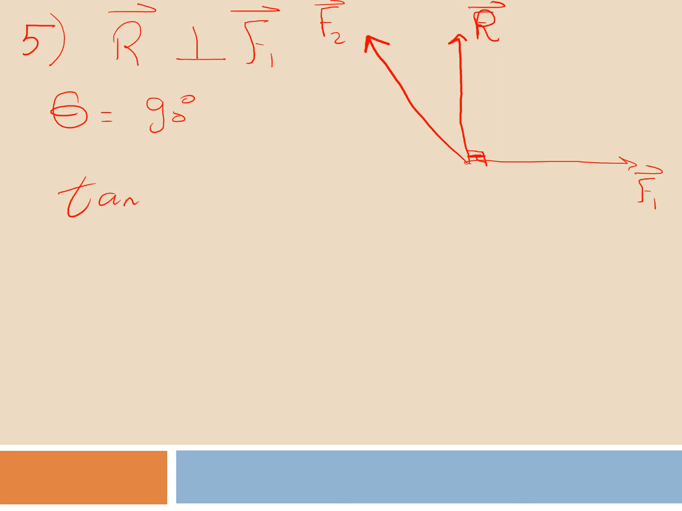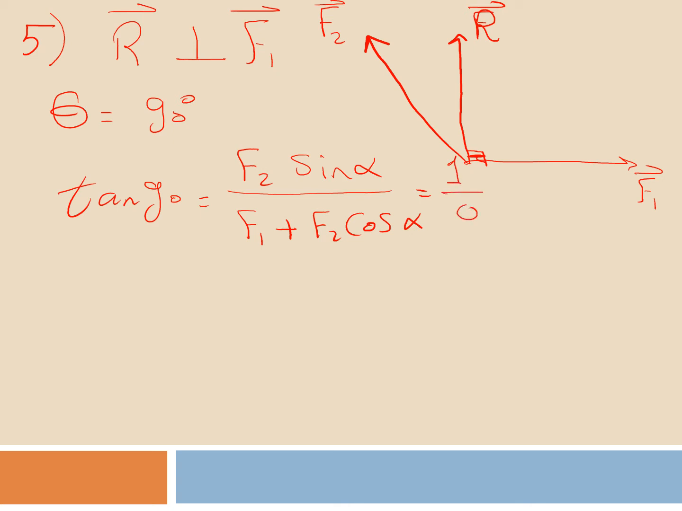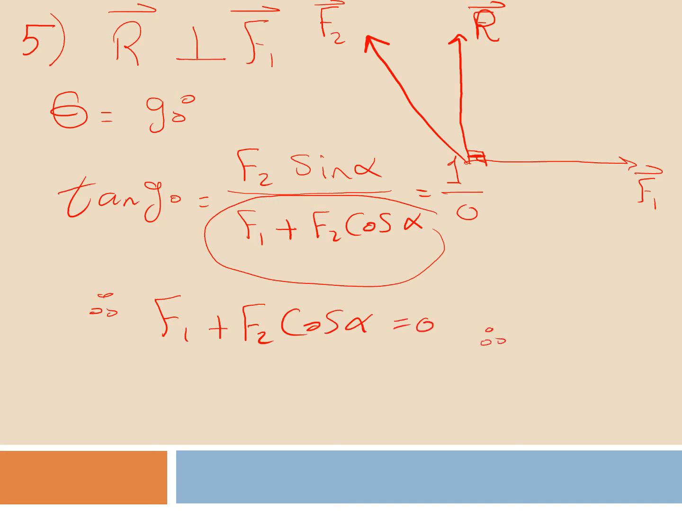So tan theta, tan 90, equals F2 sine alpha over F1 plus F2 cosine alpha. Tan 90 is undefined, so it will be, for example, 1 over 0 or 2 over 0, any number over 0. So the denominator will be 0. So F1 plus F2 cosine alpha equals 0, and in this case cosine alpha will be negative F1 over F2.